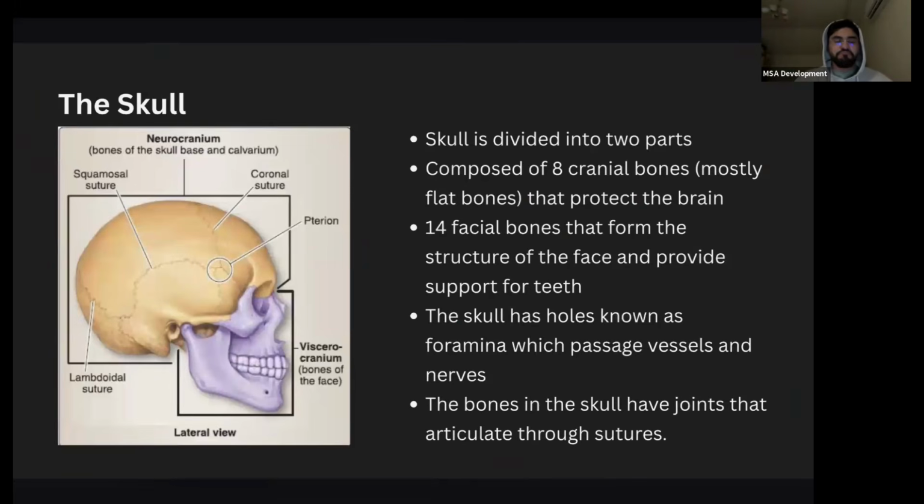So, Bismillah. Now, what you really need to know about the skull is that the skull is divided into two parts, the neurocranium and the viscerocranium. The neurocranium basically is the skull base and the calvarium, right? And then the viscerocranium is the bones of the face. We have 8 cranial bones that you need to know, 14 facial bones as well. And of course, there are certain holes in your skull that act as a passage for vessels and nerves. All right.